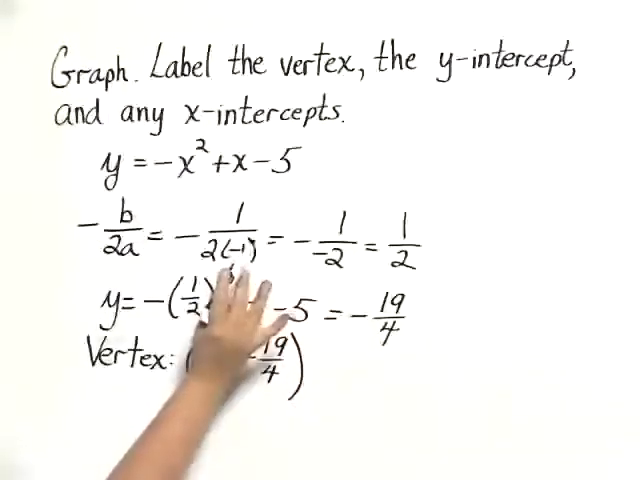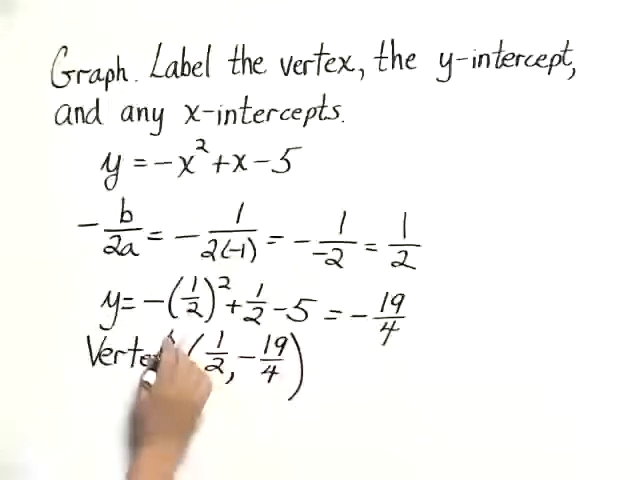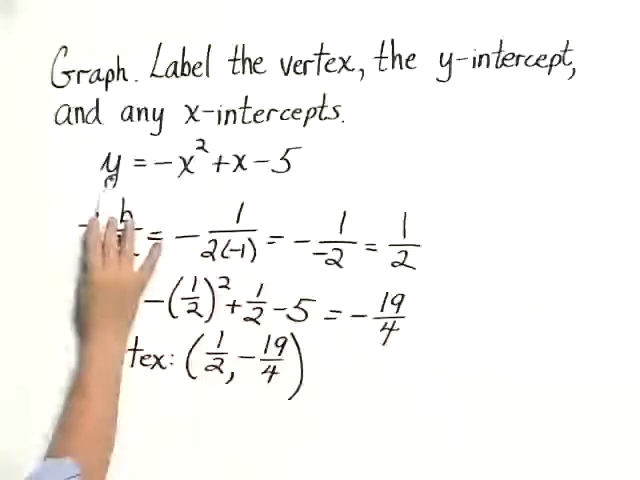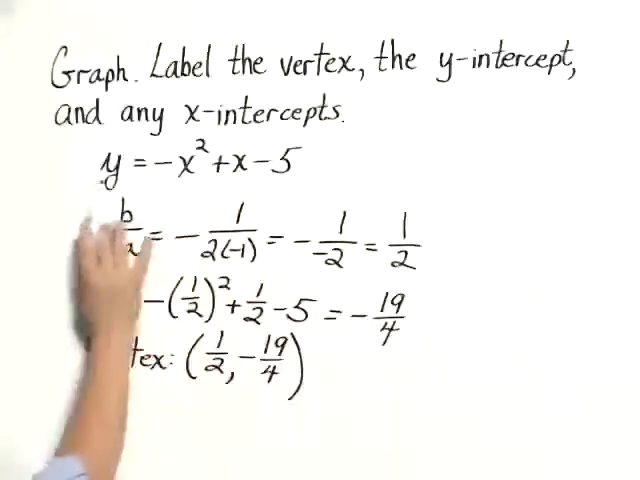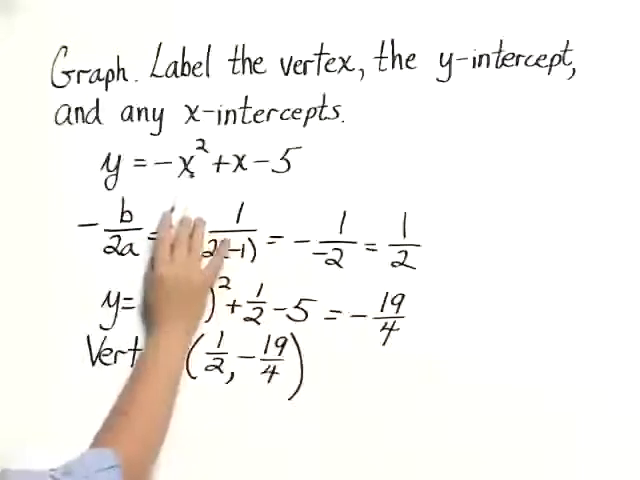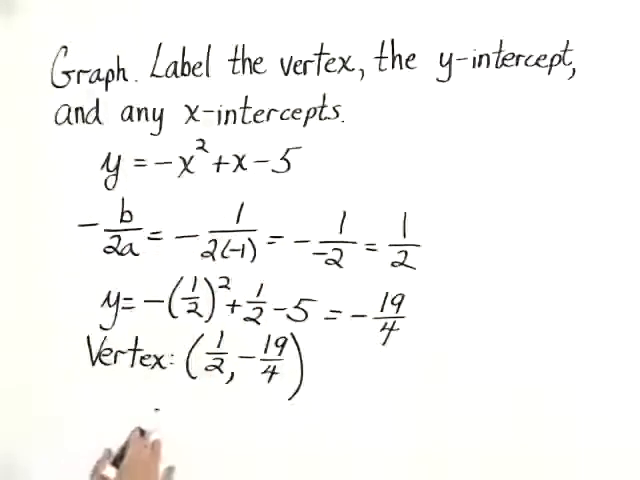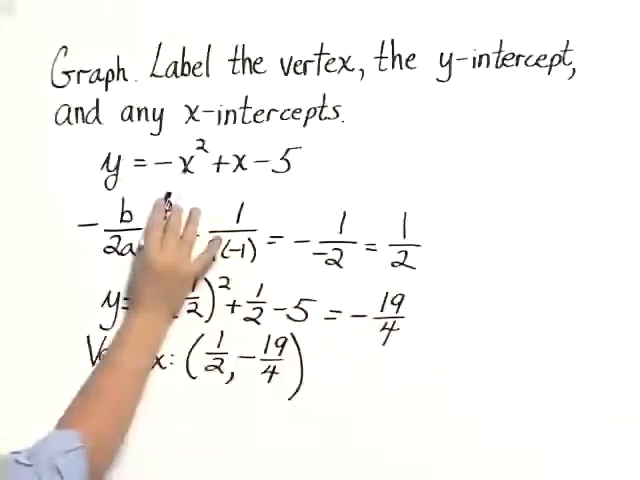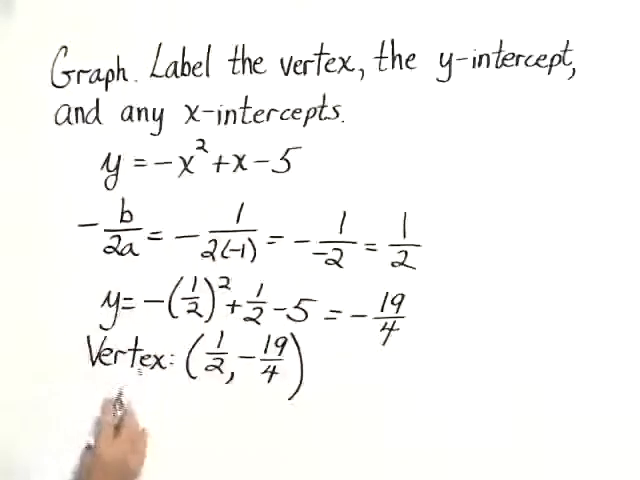Now we're also asked to find the y-intercept and any x-intercepts. Let's start by talking about x-intercepts. At x-intercepts, we would have y equal to 0, and normally we would solve this equation, 0 equals the opposite of x squared plus x minus 5, to find x-intercepts. In this case, however, the vertex is below the x-axis, right? And because the coefficient of the x squared is negative, the parabola is going to open down, so there will be no x-intercepts.